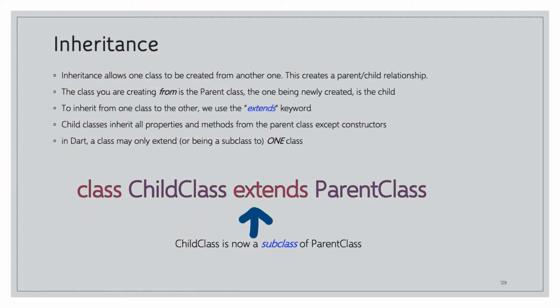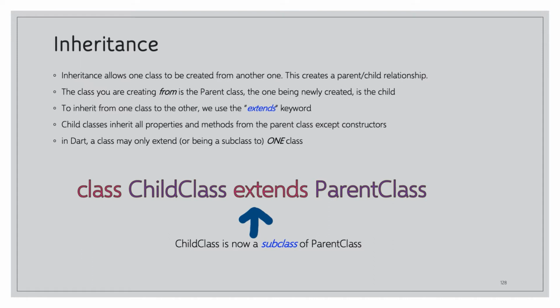Now we're going to get into a topic known as inheritance. Inheritance allows one class to be created from another. This creates a parent-child relationship. The class you are creating from is the parent class, the one being newly created, the child. To inherit from one class to another, we use the extends keyword in Dart. Child classes inherit all properties and methods from the parent except constructors. In Dart, a class may only extend or be a subclass to one class.